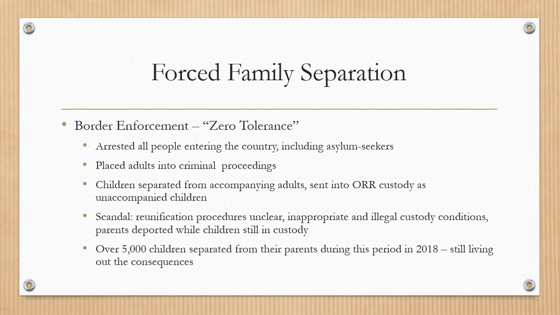But all in all, over 5,000 children were separated from their parents during this period in 2018, and we're still living out the consequences. There are legal decisions coming out all the time about the responsibility of the government to provide mental health care to families who were impacted by that particular policy and who were separated indefinitely. Organizations throughout the country are still working with families who have been able to reunify and come back to the U.S. to claim asylum and go through their immigration court proceedings. Different kinds of impacts we're still seeing in the wake of that policy.